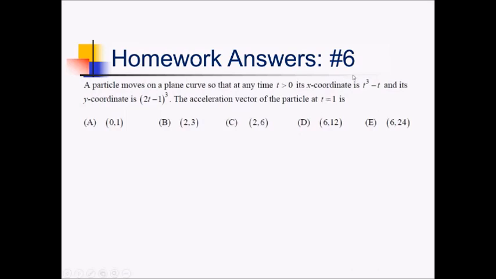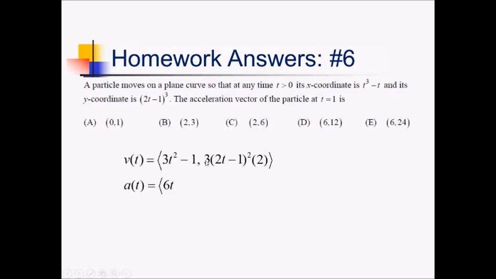So for x prime, that's the derivative of t cubed minus t, rather. I have 3t squared minus 1. And then for the derivative for y prime, we've got 2t minus 1 cubed. That's going to become, using our chain rule here, 3 times something squared times a tail of 2. All right, let's go ahead and do the acceleration vector now. This first one is going to become 6t, that's x double prime.